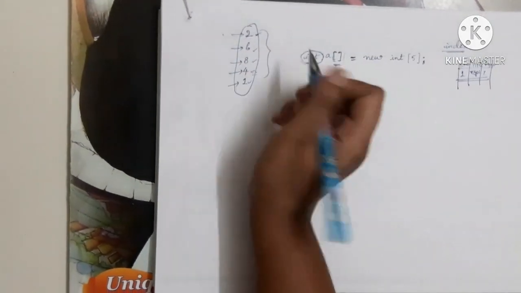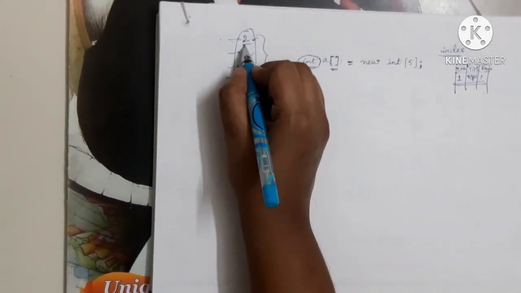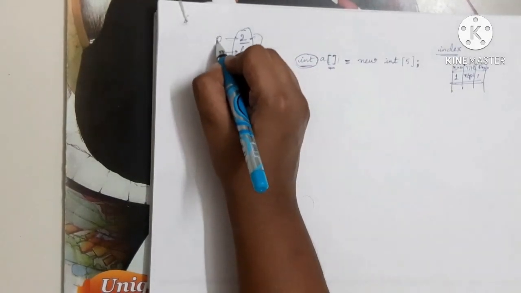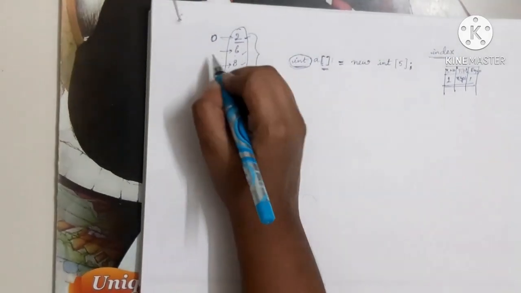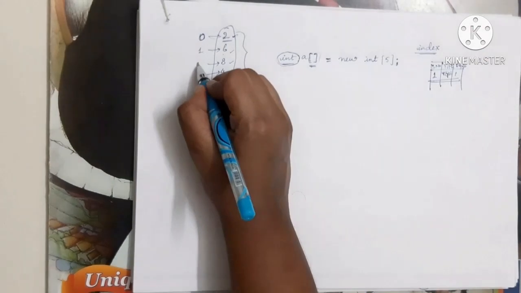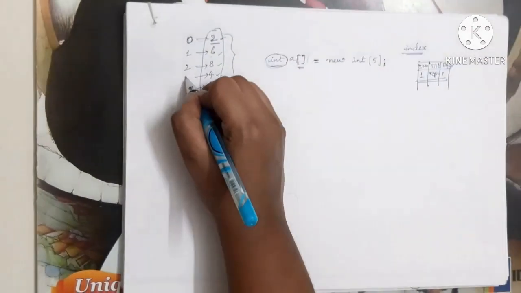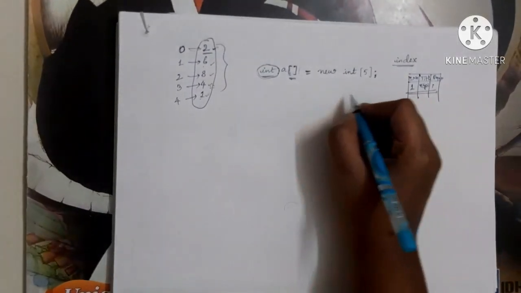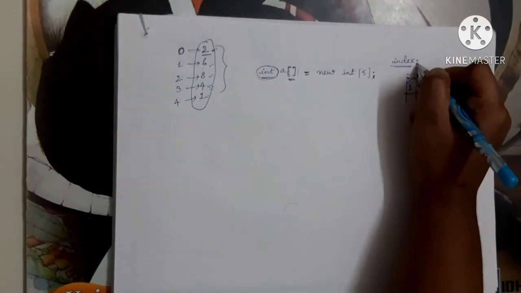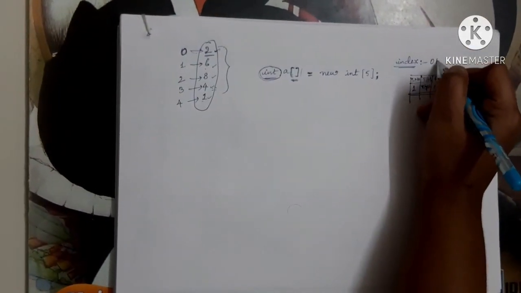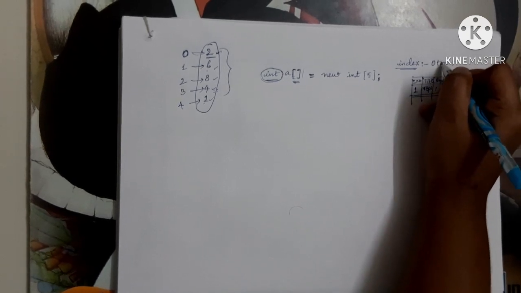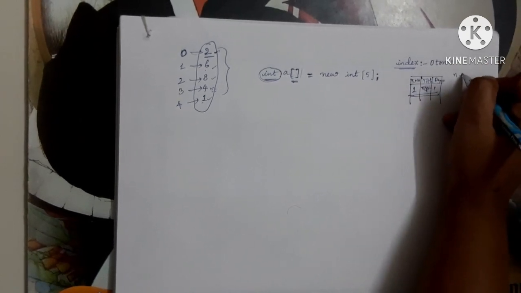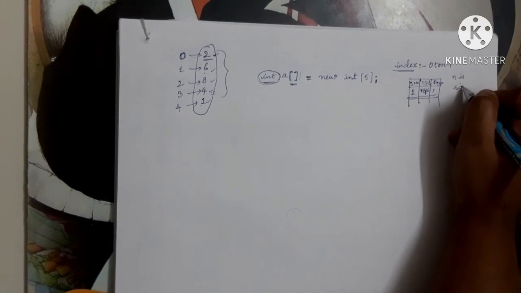So the first element we specify with 0. The second element comes with 1. The third element is number 2. The fourth element is number 3. And the fifth element is number 4. So the index of an array ranges from 0 to n minus 1, where n is the size of the array.